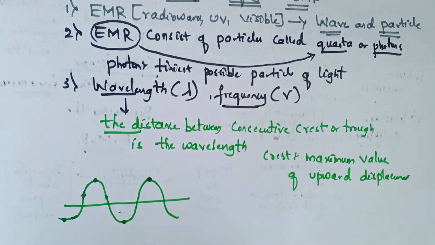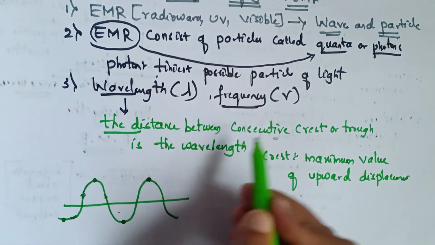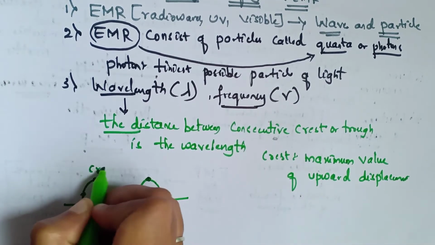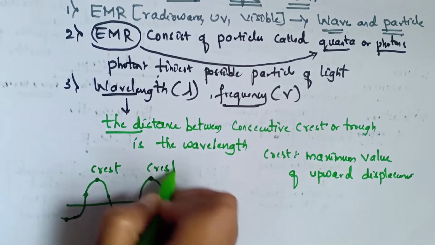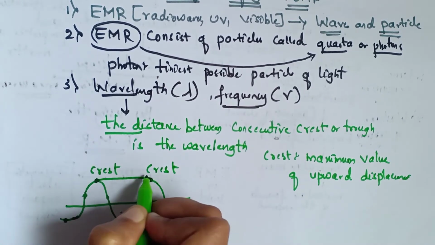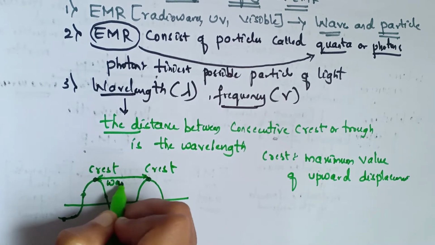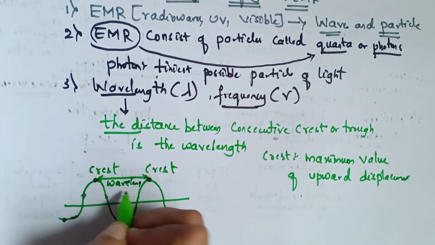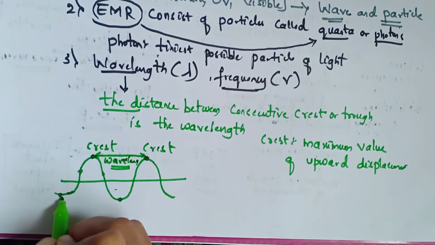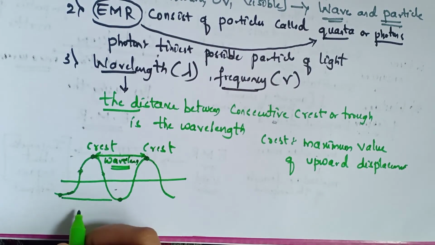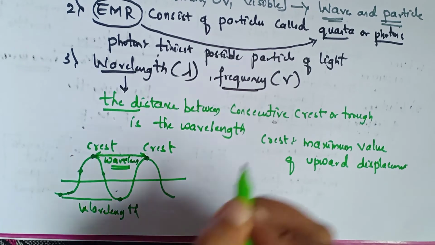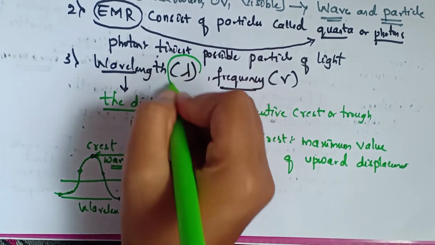Now coming to the definition, the distance between the consecutive crest or trough is the wavelength. So here it is a crest and here is also a crest. The distance between these two is nothing but the wavelength. If you want to consider the trough, the distance between these two troughs is also the wavelength. And it is denoted by lambda.